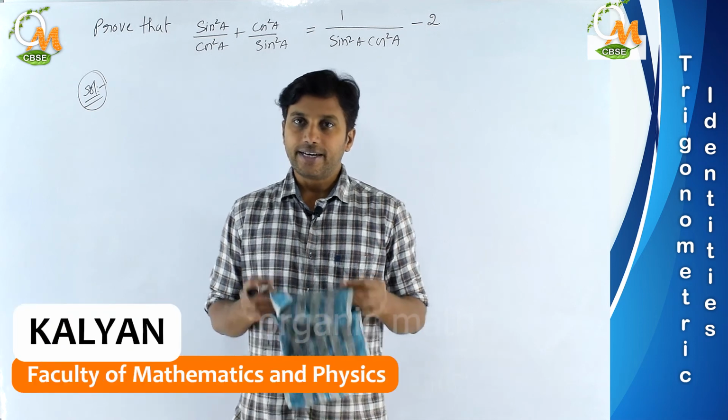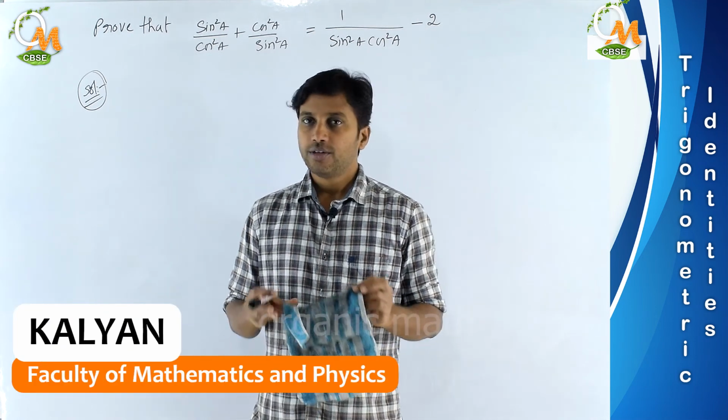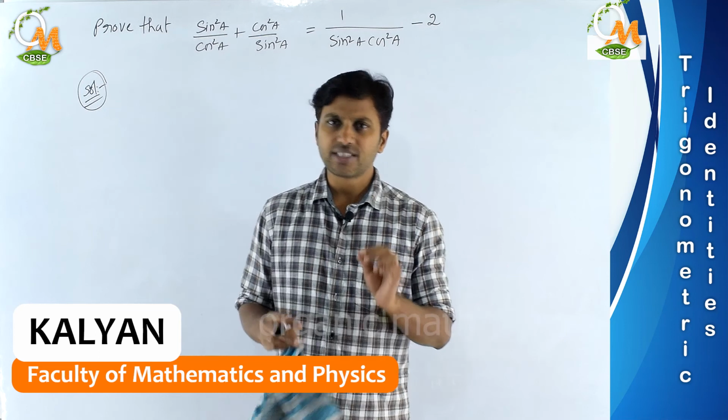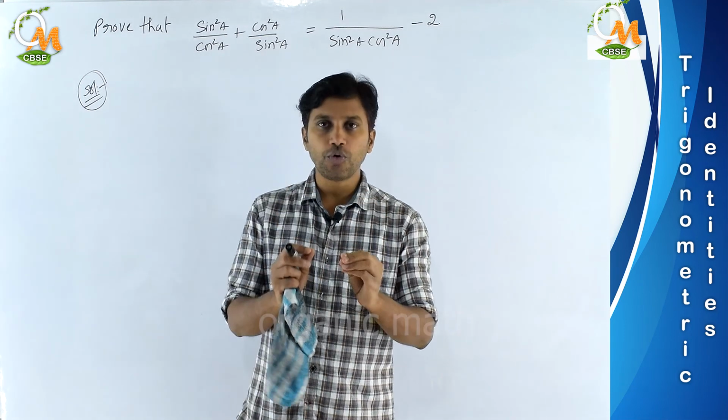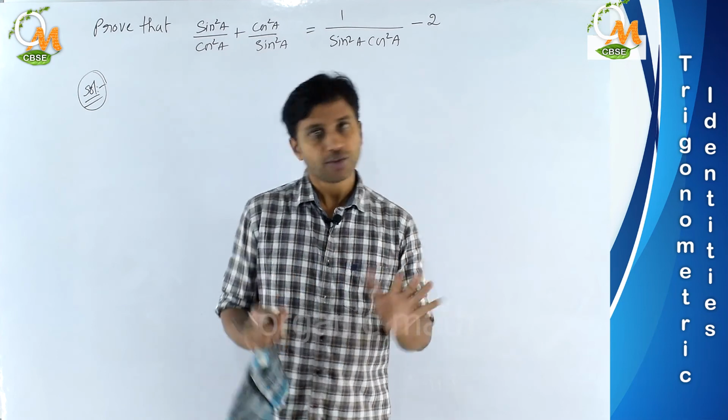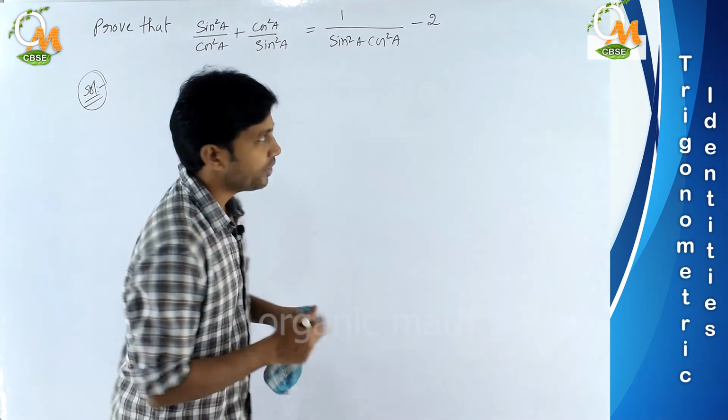So students, let us do one more problem based on your trigonometric identities. This is a very simple problem, and if you just know the (a plus b) whole square formula, you can do this. Okay, let us see how to do it.